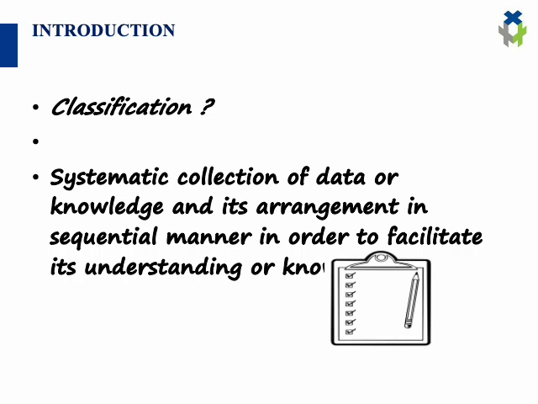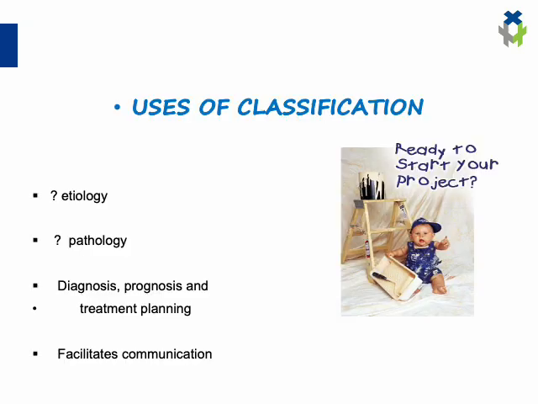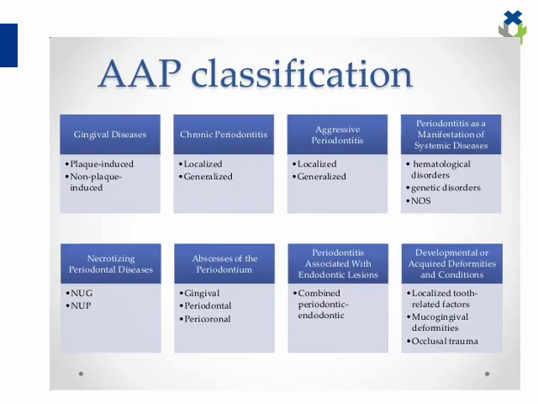What is classification? It's a systematic collection of data or knowledge and its arrangement in sequential manner in order to facilitate its understanding. Use of classification either to assess the etiology, pathology, diagnosis, prognosis, and treatment planning, and also to facilitate communication. According to American Academy of Periodontology classification, gingival diseases are classified into plaque-induced and non-plaque-induced.